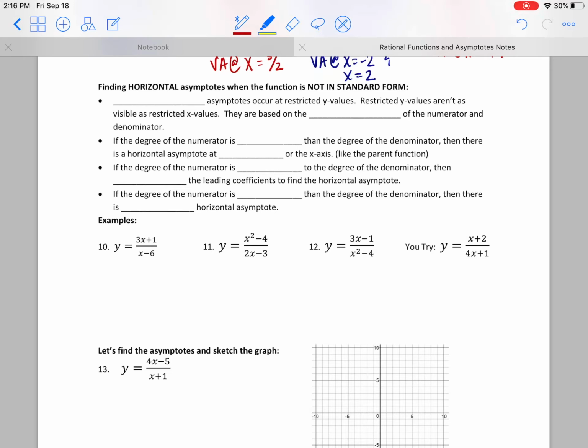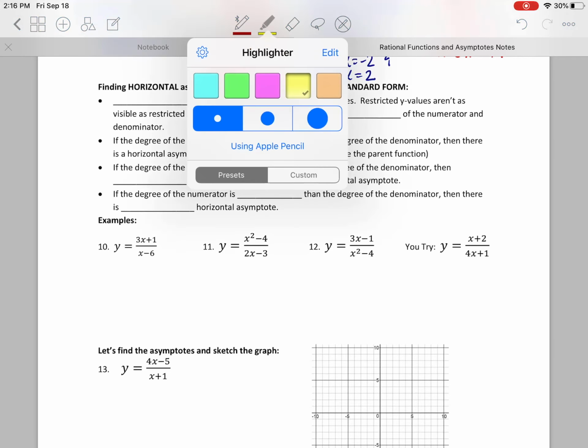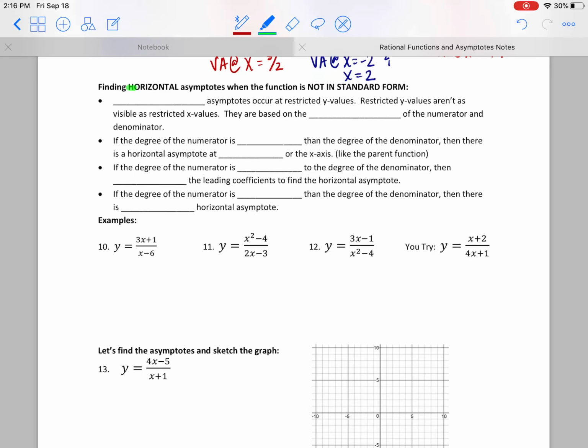I wish I could explain a little bit better why what I'm going to show you works, but it connects to some calculus and some levels of math that we just aren't ready for yet. So you're just going to have to trust me on some of this. But we're going to look next at finding the horizontal asymptotes.